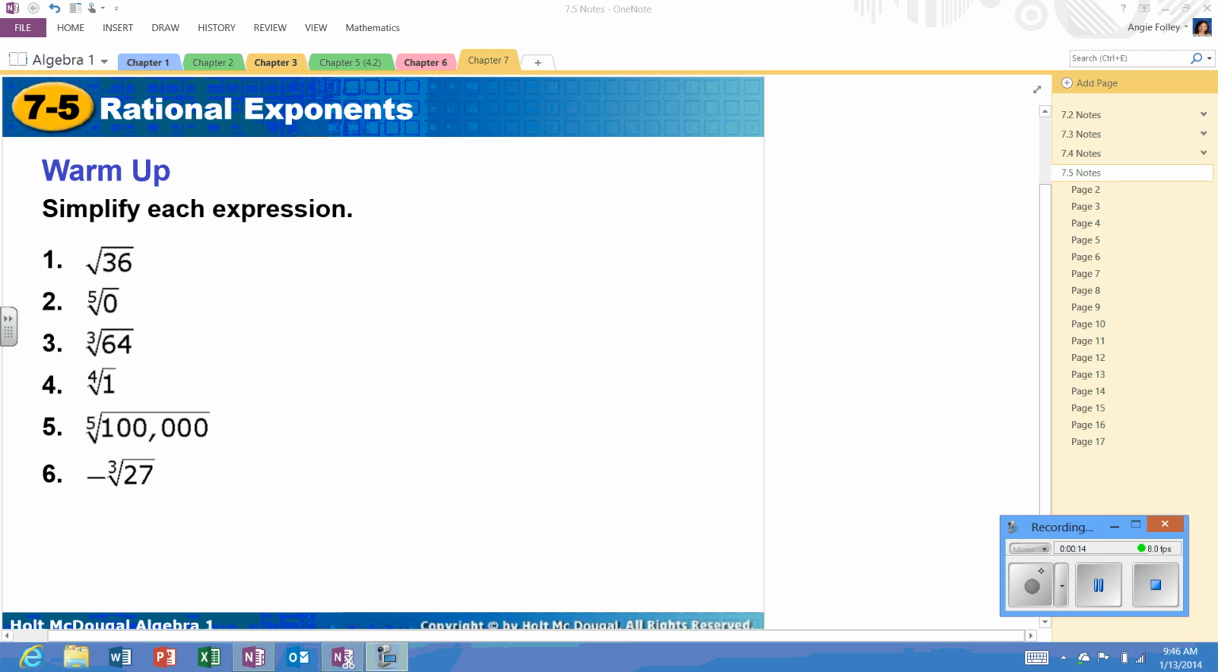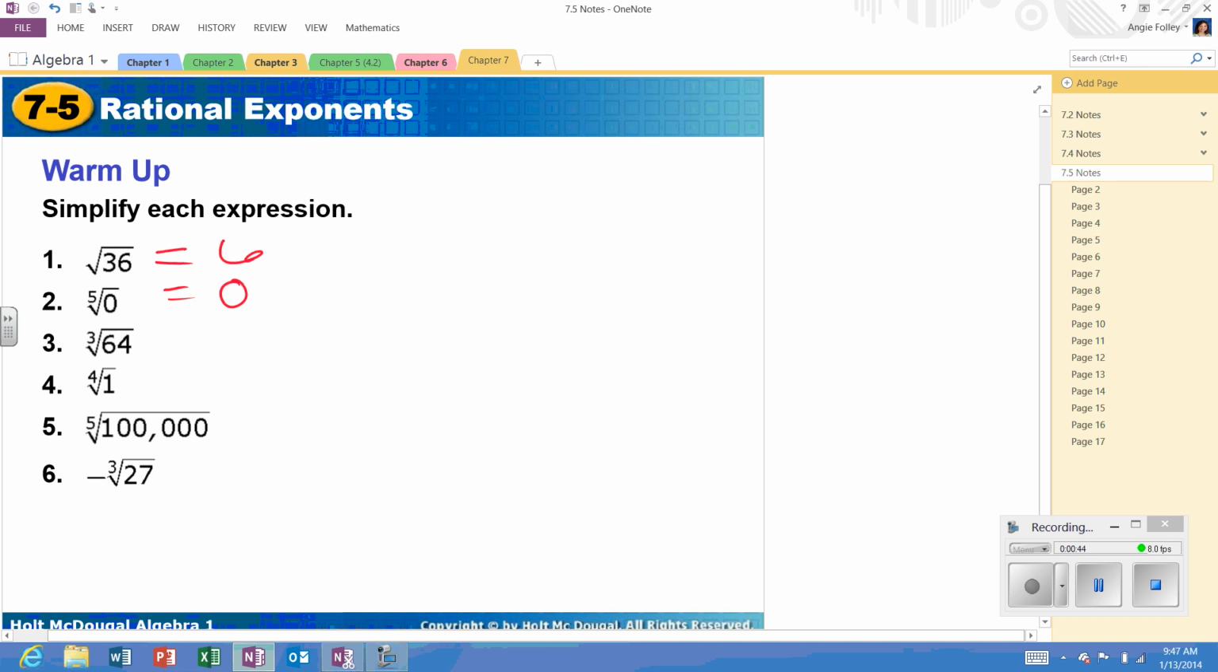So number 1 says the square root of 36. Remember that means what number times itself will equal 36, and that number is 6, because 6 times 6 is 36. And this next one, the fifth root of 0, we want to know what number times itself 5 times is going to equal 0. Well, the only number that equals 0 is 0. So we know that 0 times 0 times 0 times 0 times 0, 5 times, is 0.